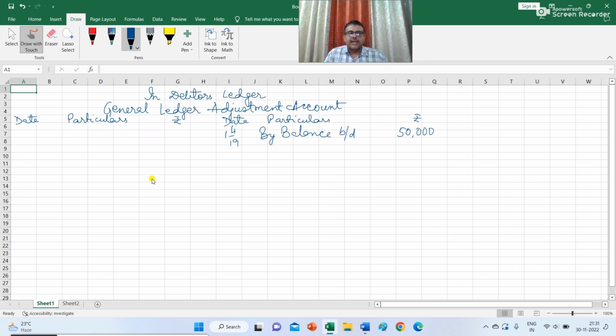Now in general ledger adjustment account as it is appearing in debtor ledger, I have to write here on 31st March 2020, that is the last date of the financial year. So I have to write here to debtor ledger adjustment account on the debit side as well as on credit side. I am writing 31st March 20 by debtor ledger adjustment account.